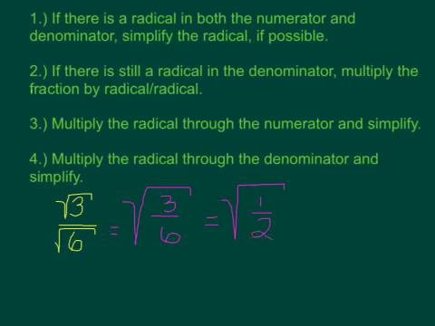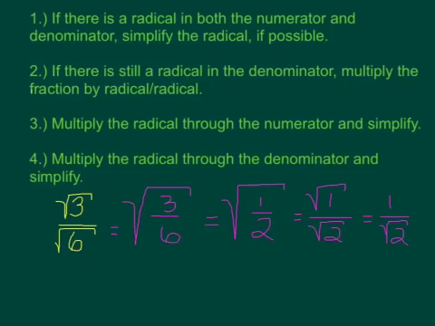Okay, so now let's go ahead and make this easy on ourselves and rewrite this as two separate radicals again. Square root of 1 over the square root of 2. Now we know that square root of 1 is just 1, so really we have 1 over the square root of 2. Okay, so now we're back to the first type of problem where we only have a radical in the denominator. So let's go to step 2.